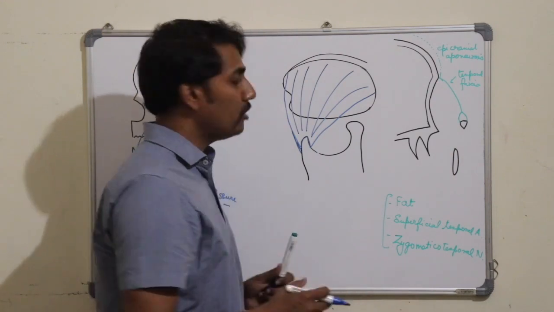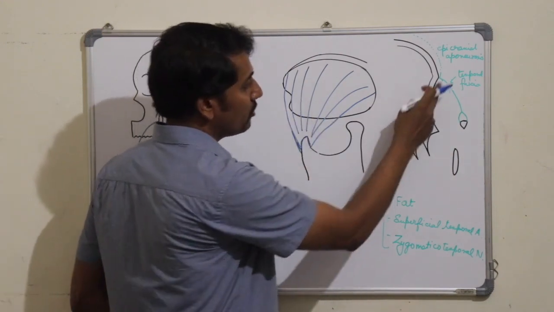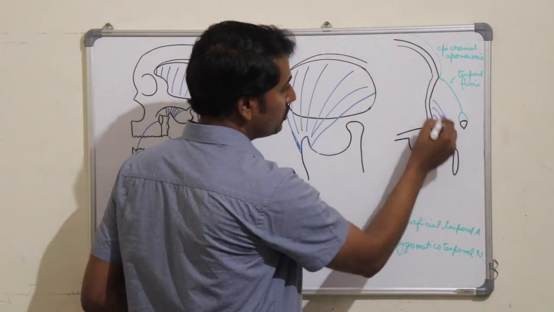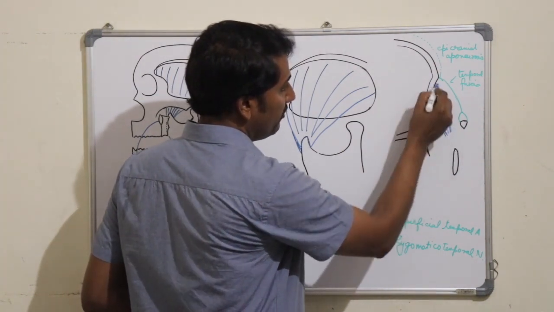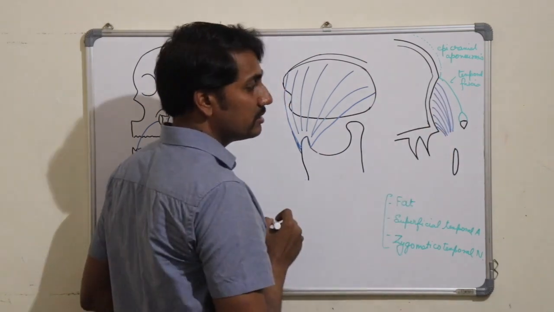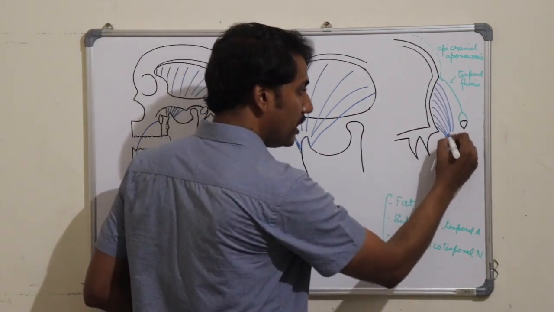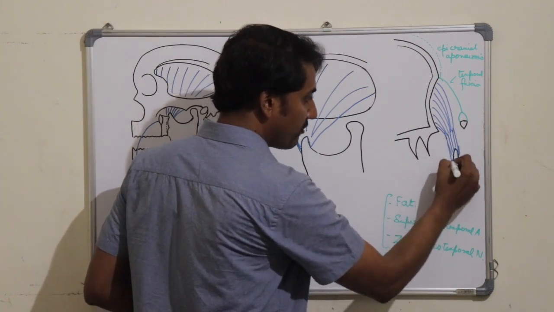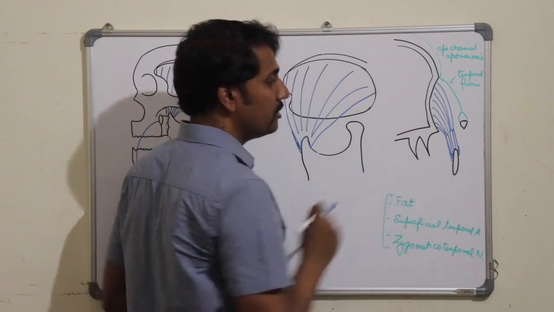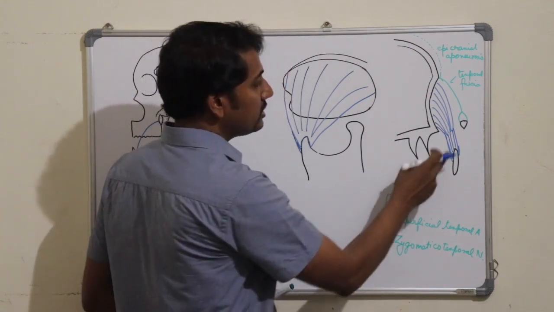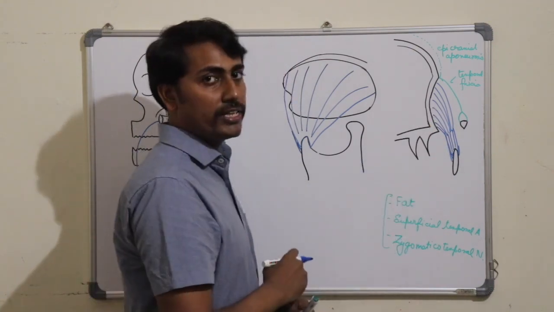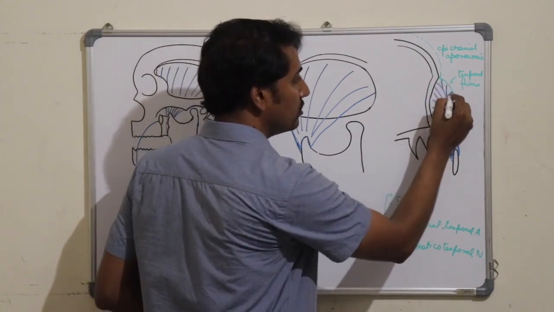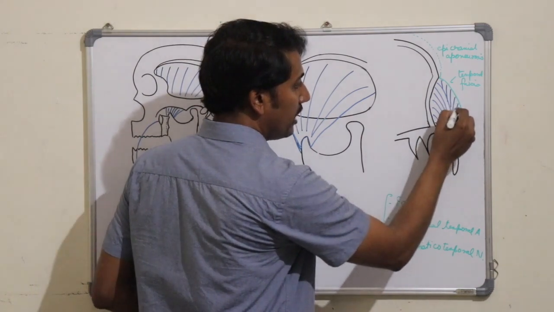As we already talked, the temporalis muscle takes origin from the whole of the temporal fossa, including the inferior temporal line, and gets attached to the margins, that is the anterior border and posterior border, as well as the deep surface of the coronoid process. This temporalis muscle also takes origin from the undersurface of this temporal fascia, like this.